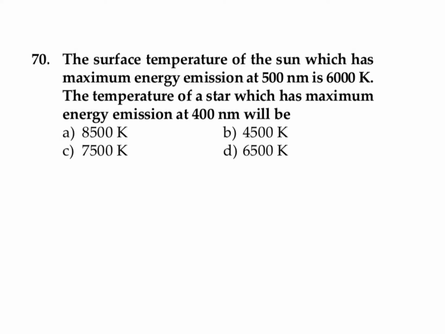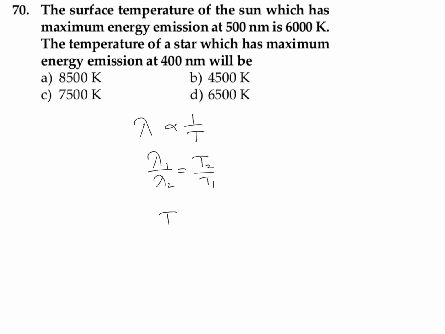In this question, it is given that the surface temperature of the sun, which has a maximum energy emission at 500 nanometer, is 6000 Kelvin. The temperature of a star, which has a maximum energy emission at 4000 nanometer, will be? So we know that the wavelength corresponding to maximum energy radiation, lambda, is inversely proportional to the temperature. So we can write lambda 1 divided by lambda 2 is equal to T2 divided by T1, and we have to find out the value of T2.